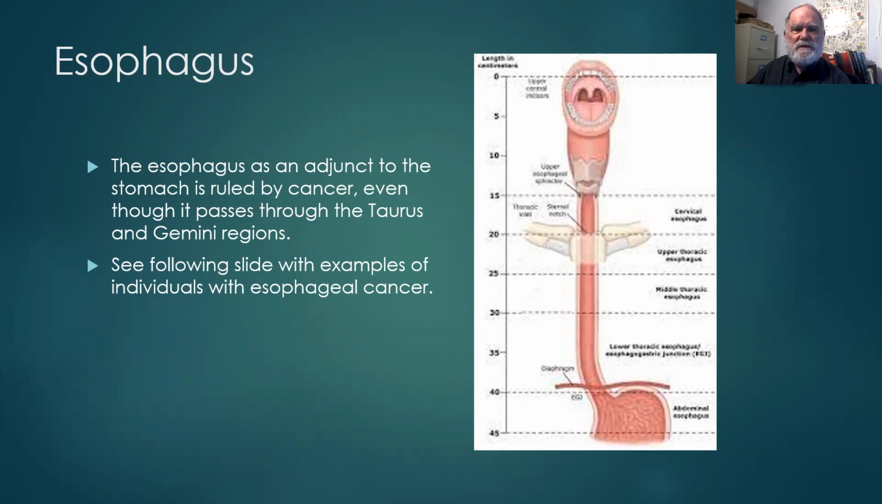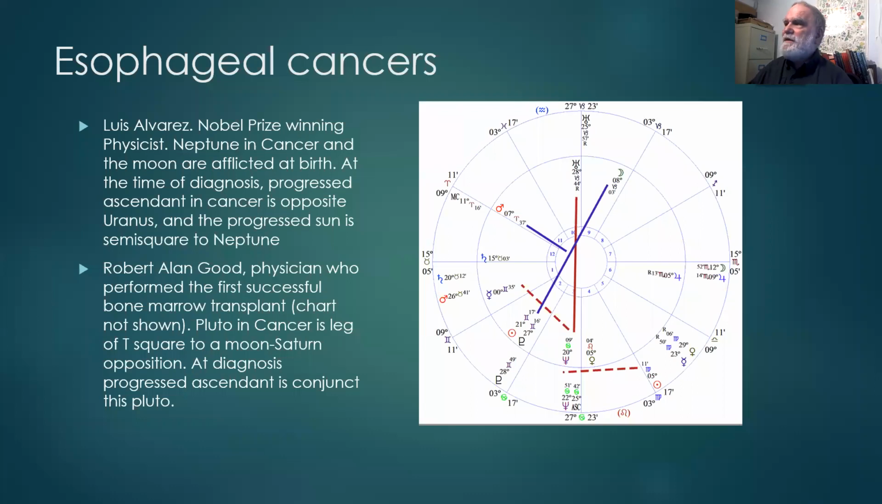I thought to answer that question by looking at some charts of people with esophageal cancer. I'm not really ghoulish studying disease, but the anatomical zone where you have it is sometimes so precise. It's like a proof of astrology. So this particular one is Luis Alvarez. He's a Nobel Prize winning physicist, and he died of esophageal cancer. And here, we have it here.